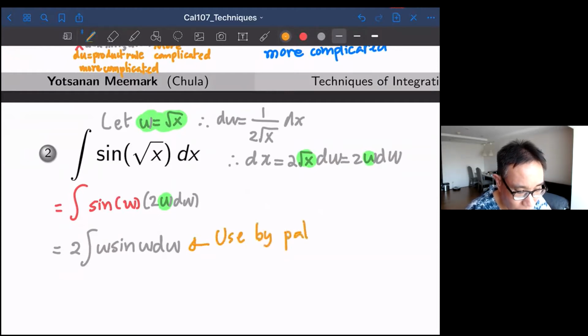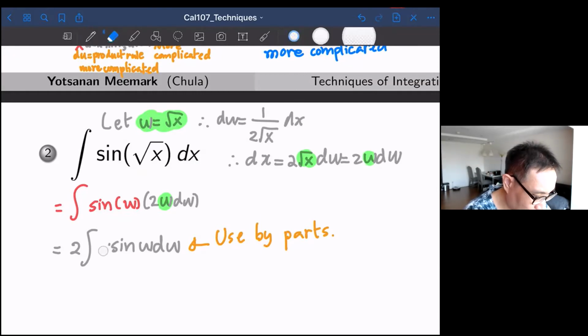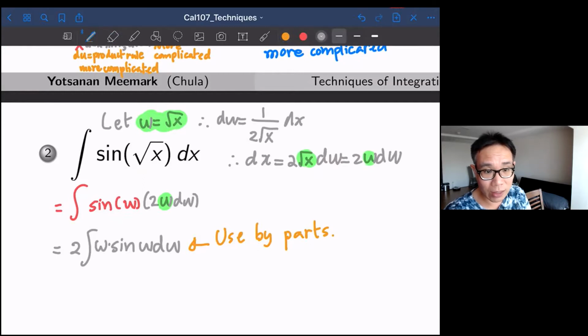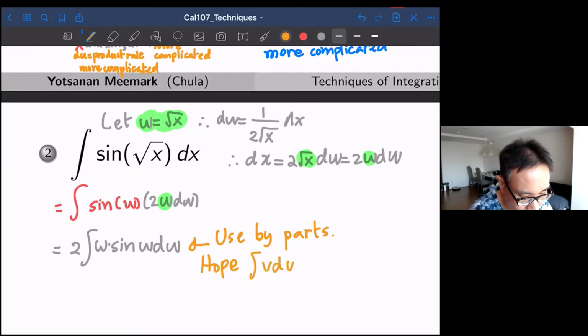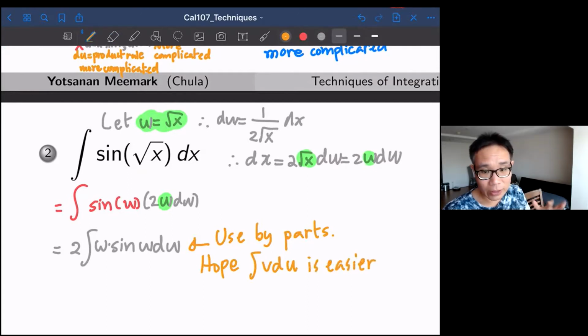Because we already used substitution, right? And this one turned out to give you a product, w times sin w. So we cannot do much except change it into an easier term for v du. Use by parts, and we hope v du will be easier. This is the thing that you have to keep in mind.